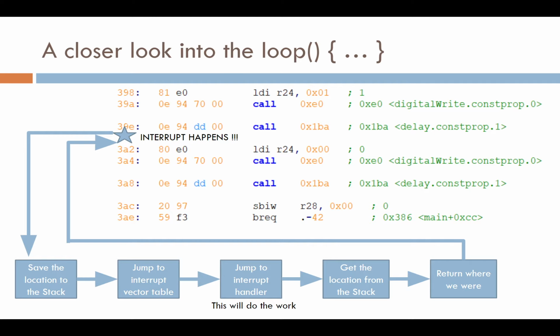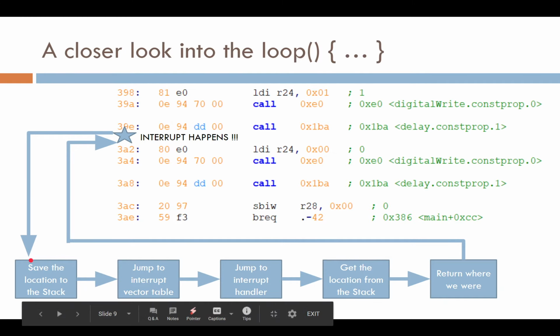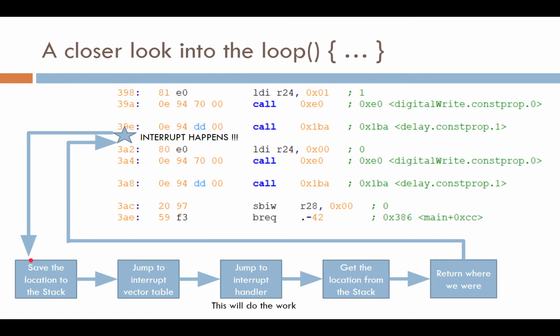But anyways, let's take a closer look here. So the interrupt happens somewhere. It doesn't matter where, it just happens. We don't know exactly where the code is running when it happens. Most probably it will be happening during either of those 1 second delays. And then basically the interrupt mechanism goes such that the interrupt controller inside of the MCU saves the location to the stack.